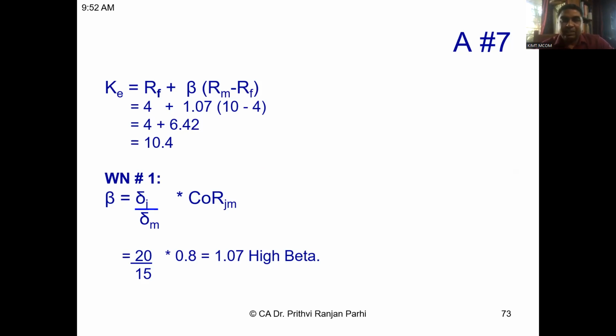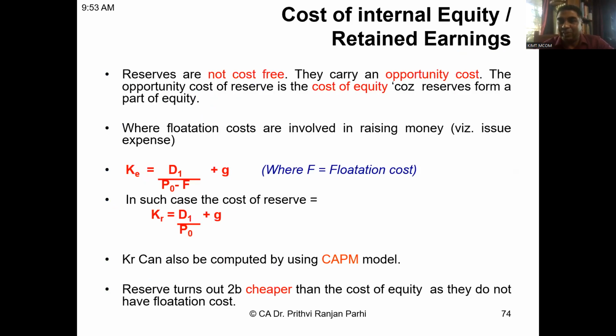Now, let us see how to compute the cost of internal equity. Internal equity means reserves or retained earnings. Retained earnings or reserves are not cost-free. But you know, these reserves belong to the equity shareholders. So cost of equity and cost of reserve are the same, with only one difference: when a new share is issued, normally there is a flotation cost. Flotation cost means an issue cost. But when it comes to reserves, there is no issue cost. Reserve does not involve any issue cost.